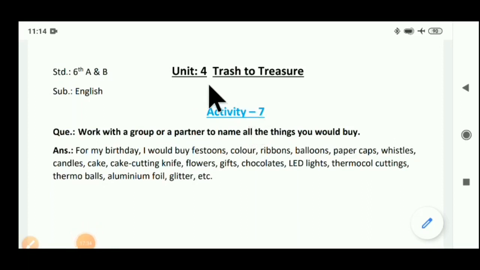Students, unit 4, Trace to Treasure, activity number 7: one question arises. I speak only the answer; you have to write that answer in your fair notebook. Give a heading after activity number 5, activity number 7. Then write the question: work with a group or a partner to name all the things you would buy. Which things you require for your birthday, you have to make a list. So I make the list here. You have to complete the whole list in your fair notebook as a question. Activity number 7. Okay, students?